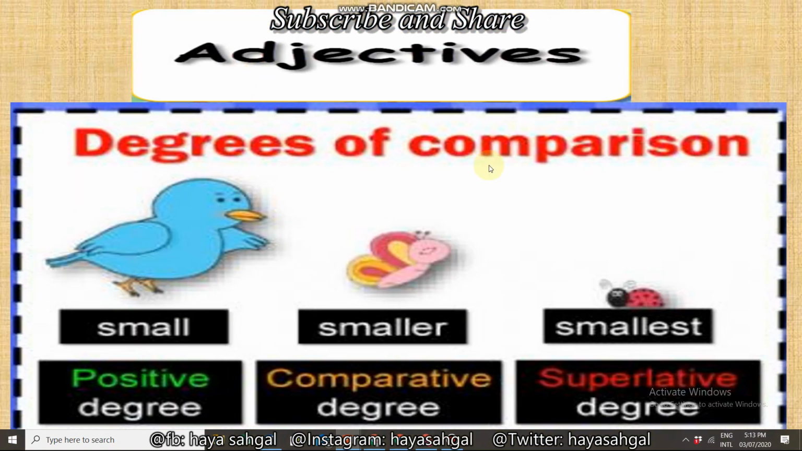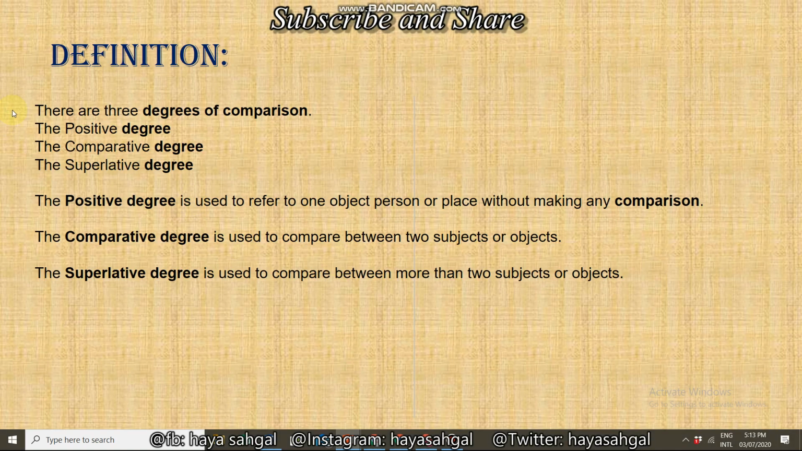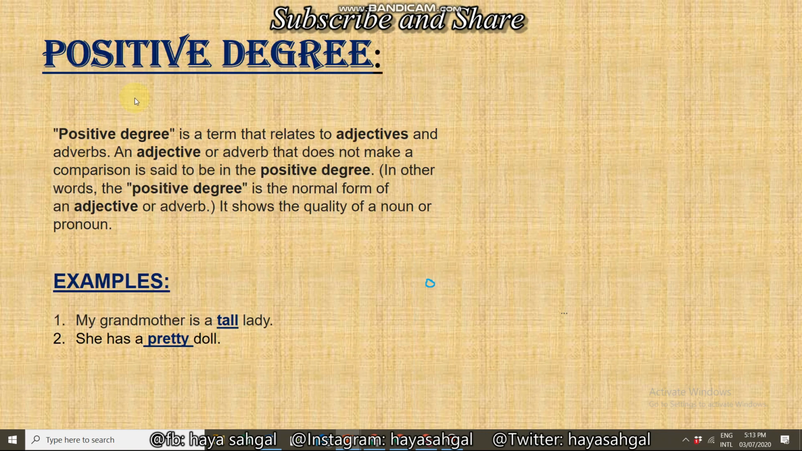We will discuss the degrees of comparison, as there are three: positive degree, comparative degree, and superlative degree. Let's discuss them one by one. Positive degree is a term that relates to adjectives and adverbs. An adjective or adverb that does not make a comparison is said to be in the positive degree. It means in the positive degree there is no comparison between nouns or pronouns. It is just used normally for a noun or a pronoun to show its quality.